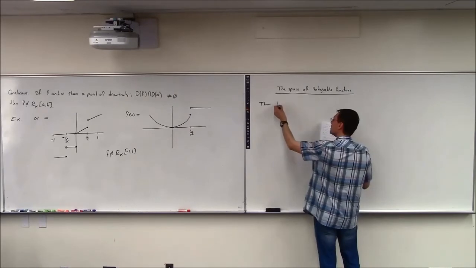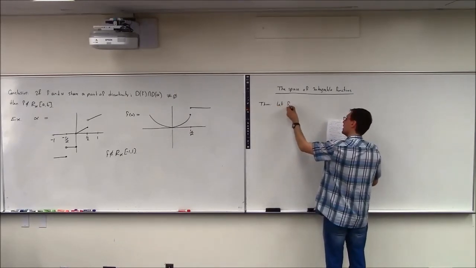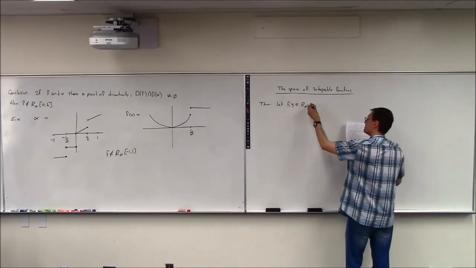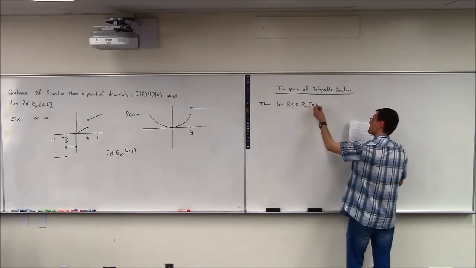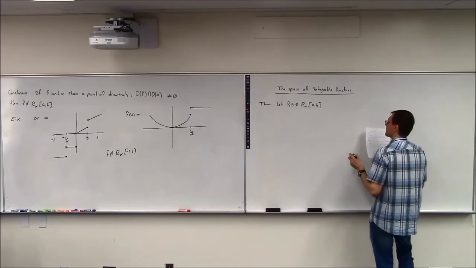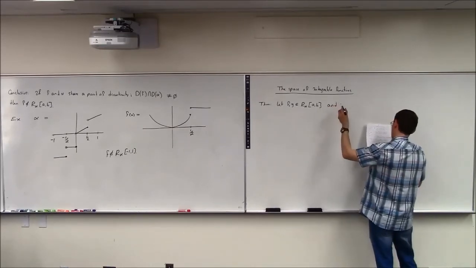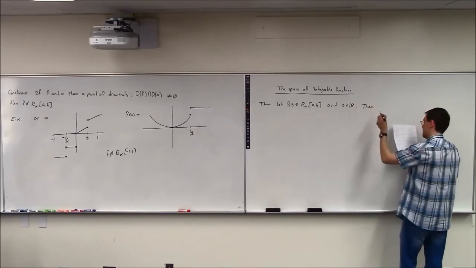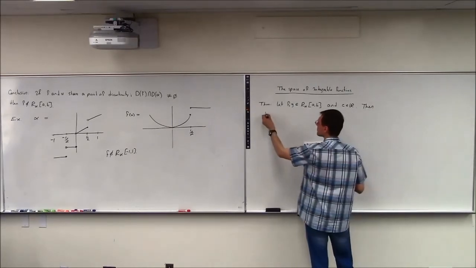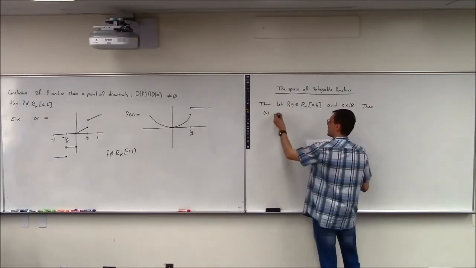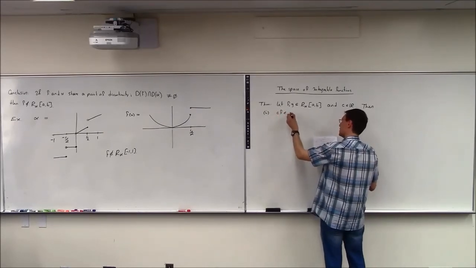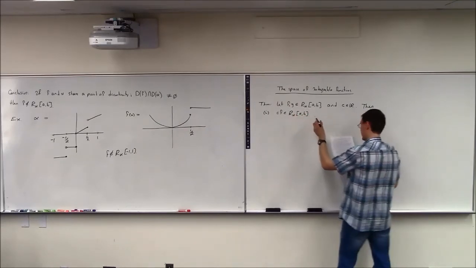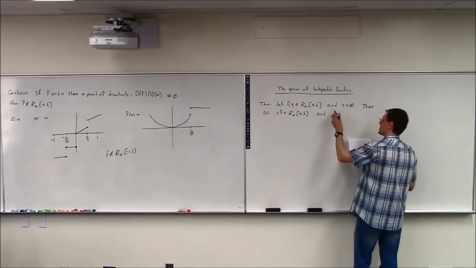Theorem. Let f and g be in the space of Riemann-Stieltjes integrable functions with respect to alpha on [a, b], and let c be a real number. Then we know that any constant times f is also Riemann-Stieltjes integrable, and the integral works as you expect.